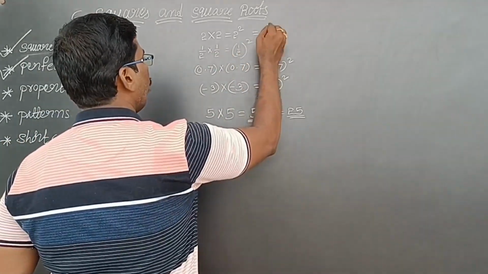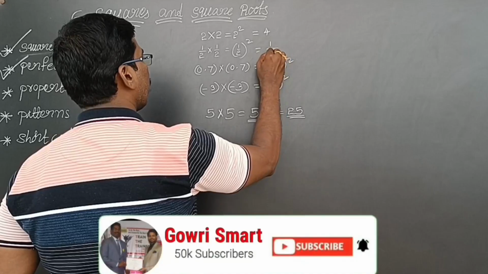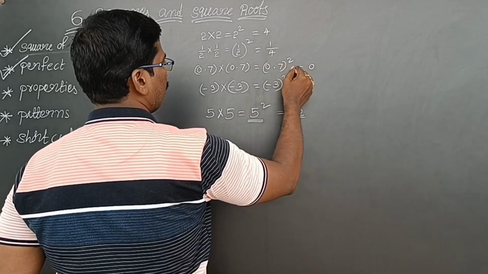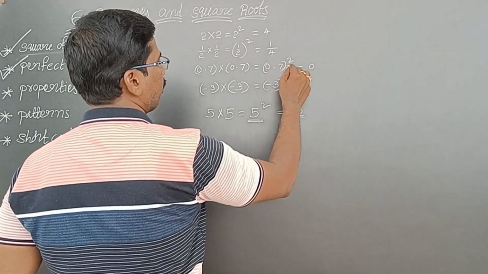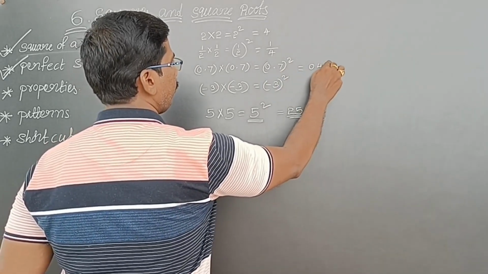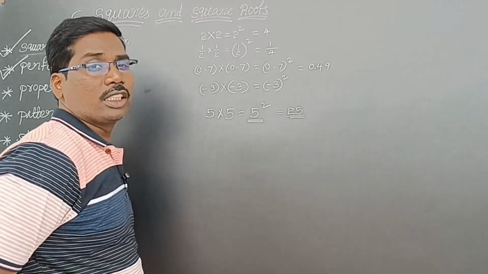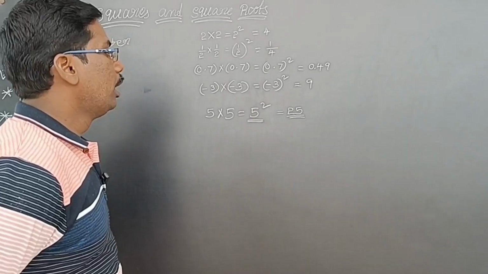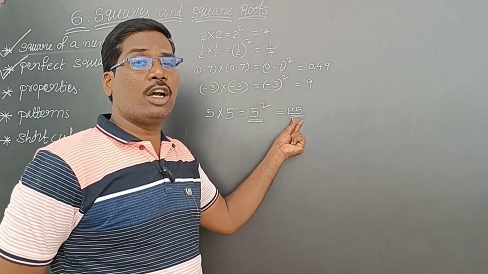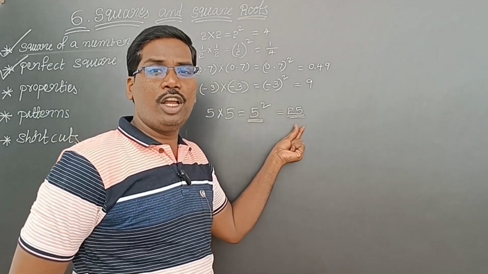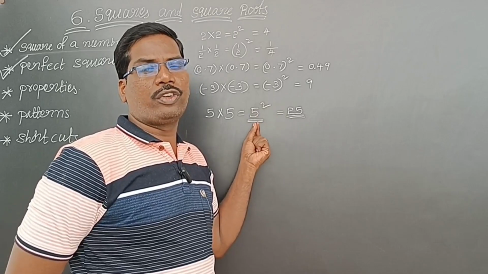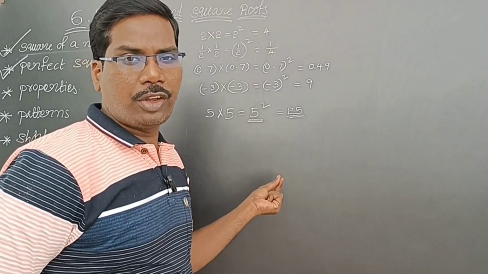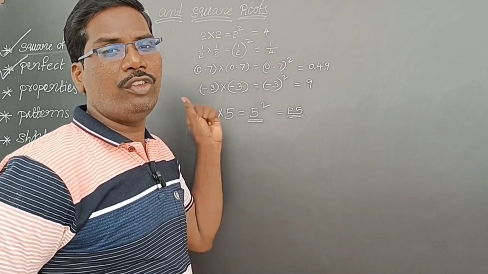4 is the square of 2, and 1 by 4 is the square of 1 by 2. 7 7s are 49, so 0.49 is the square of 0.7, and 9 is the square of minus 3. What we will see here is that 25 is the perfect square of 5. If you multiply 5 with 5, because 5 is a natural number, we can say 25 is the perfect square of 5.